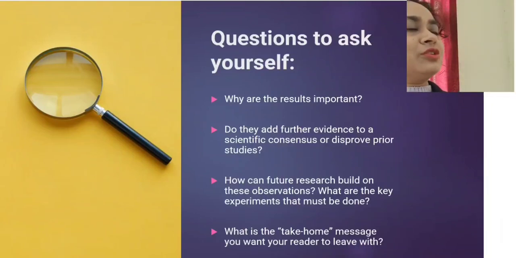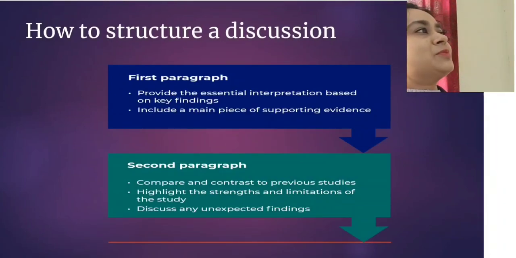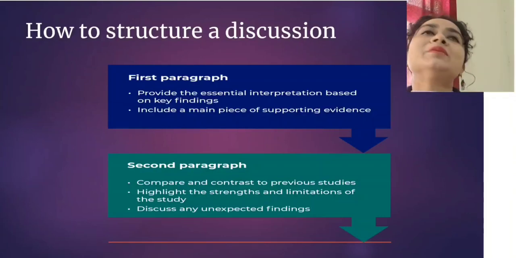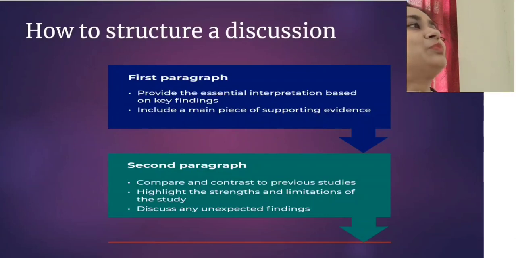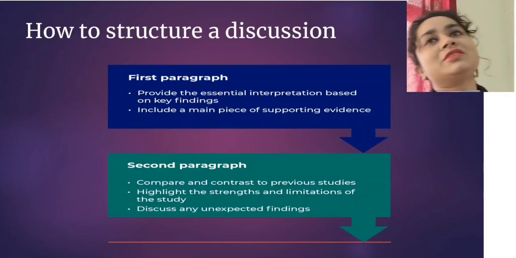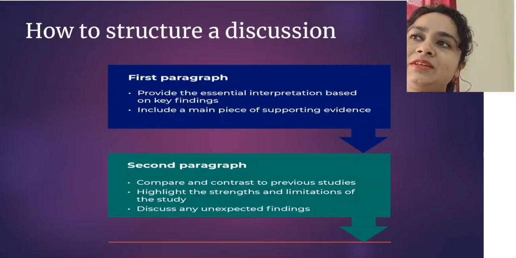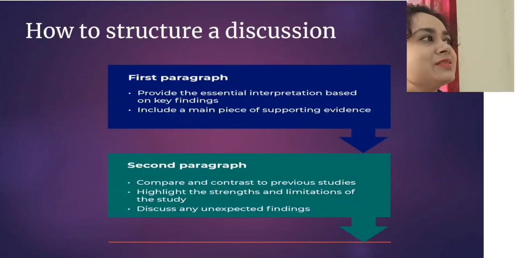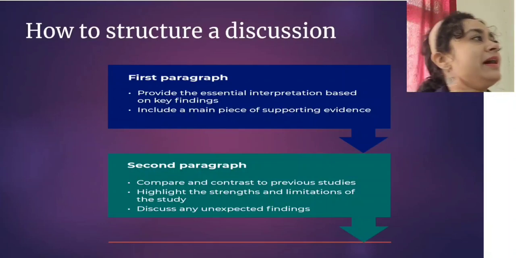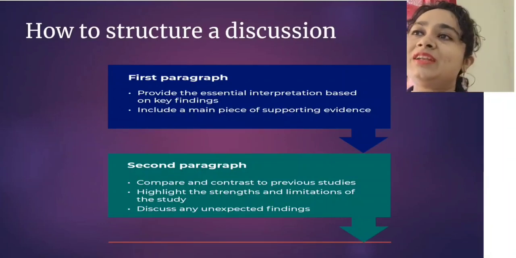So this is the structure of the discussion. In the first paragraph, we provide the essential interpretation based on the key findings or the results. Include main pieces of the supporting evidence. The second paragraph is usually comparing with previous studies, highlighting the strengths and limitations of the study, especially when you look at other studies, you'll get to know the strengths and weaknesses of your own. And discuss the unexpected findings also.